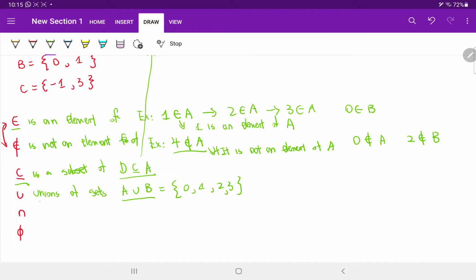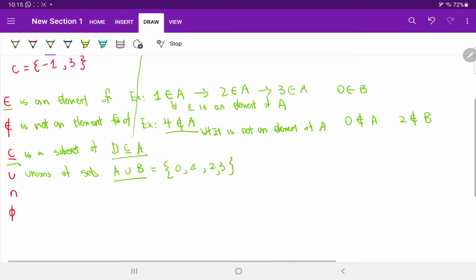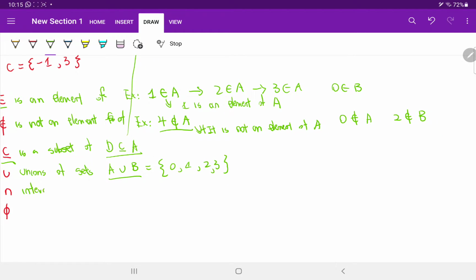So the next sign is like an opposite of a U, like an and sign. So what does it mean? It means intersection of sets. So what does it mean? So let's write it out. If we write it in the form of A and B, that is the intersection.